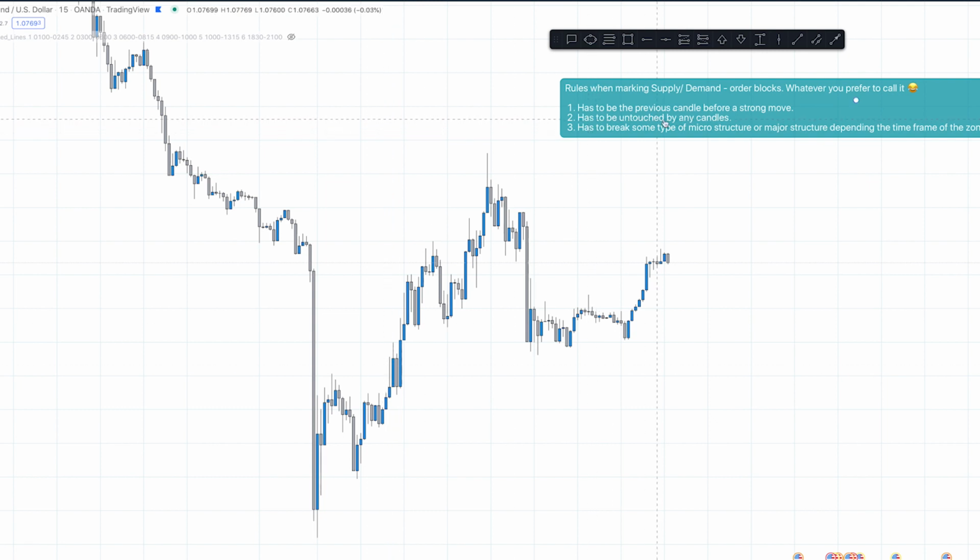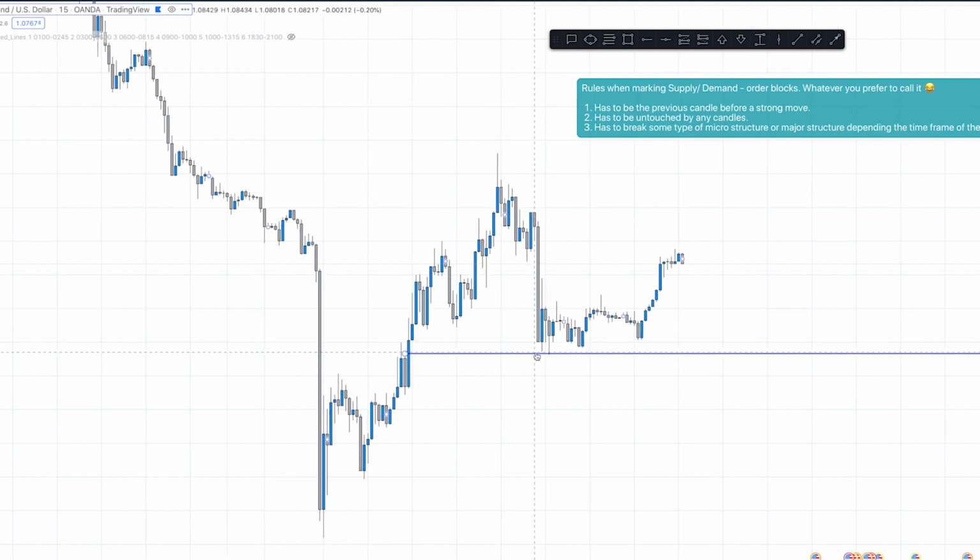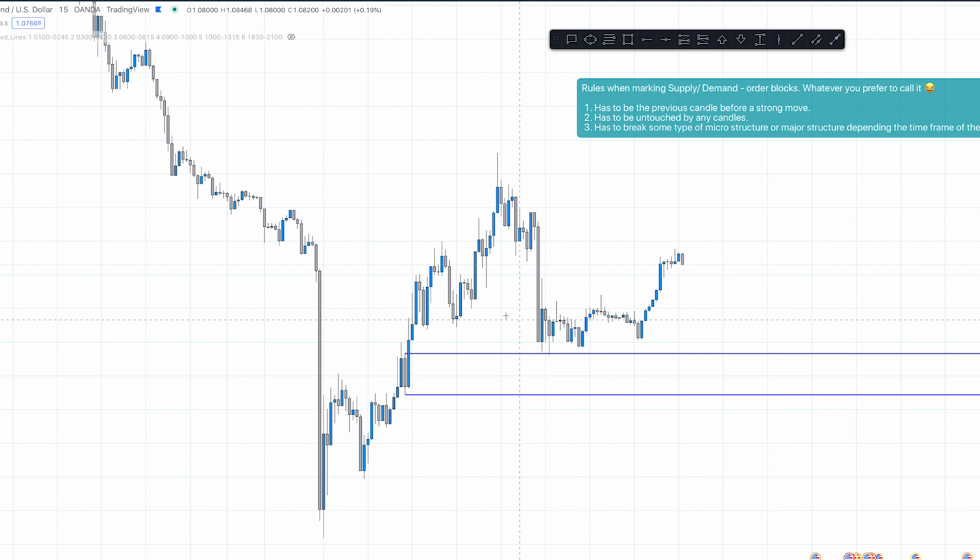The second rule is: has to be untouched by any candles. So let's draw it like this so you can see it. Right here, I'm drawing it anticipating it to catch these buys. So when we draw it here, it's going to be untouched. You see how the only time it's touched is when we use it. So we draw it like this and it's not touched here. So that's the second rule. And the third rule is: has to break some type of microstructure or major structure, depending on the time frame of the zone.